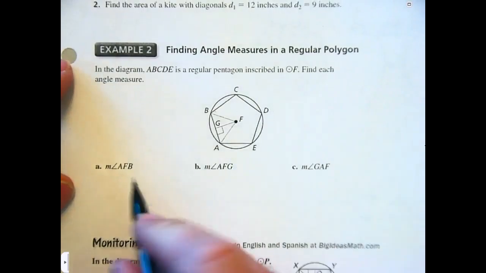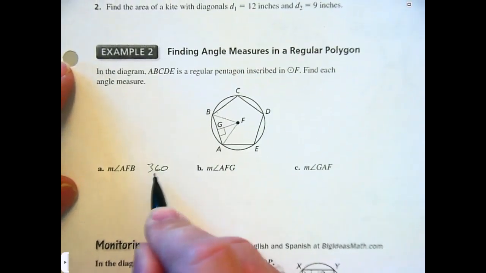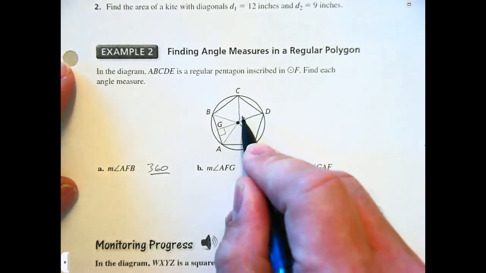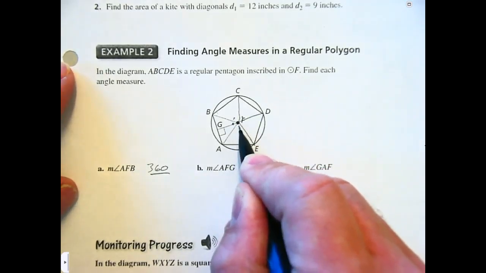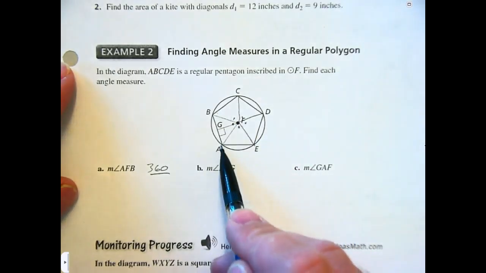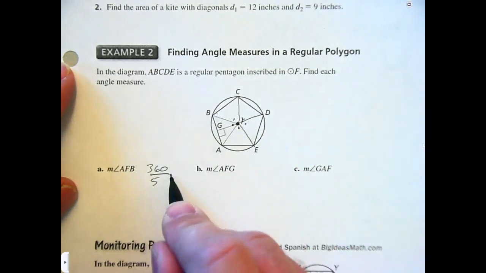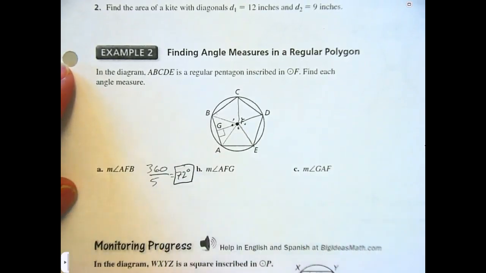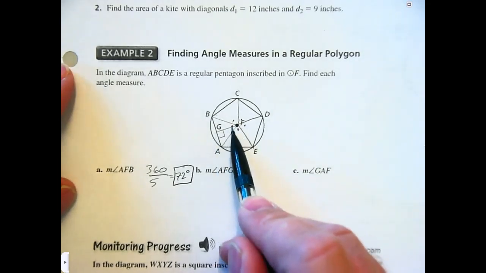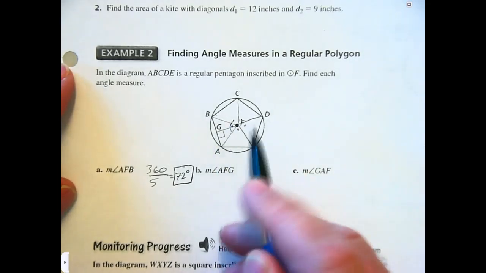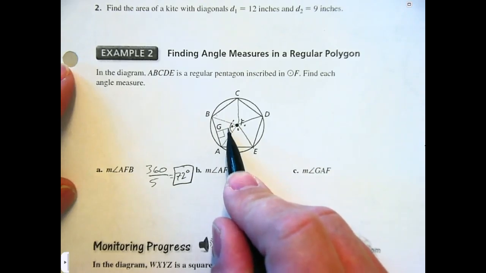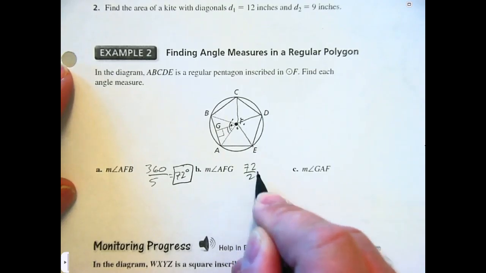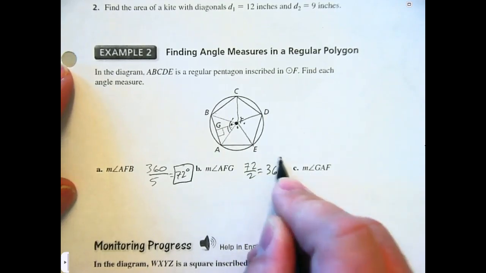There we go. So we've got 360 degrees divided by, there would be 5 congruent triangles there, so each of these angles are the same. So if I'm going A to F to B, that's divided by 5, which is 72 degrees. Okay, and AFG is half of the 72 degree angle, so AFG is right here. So that angle is 72 divided by 2, or 36.